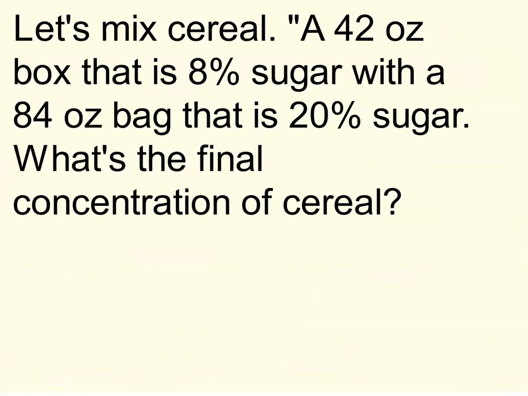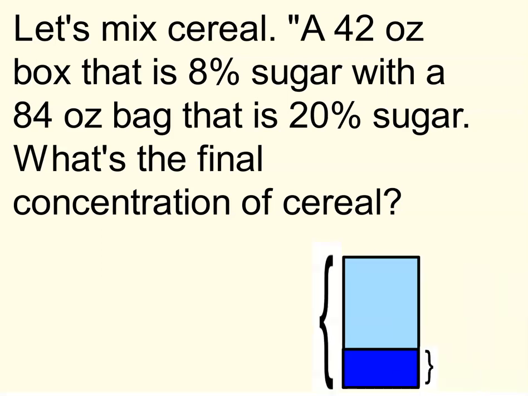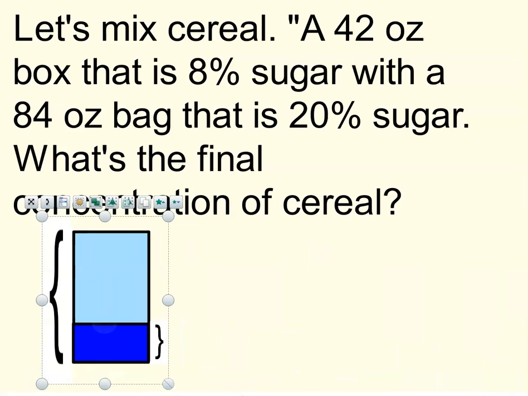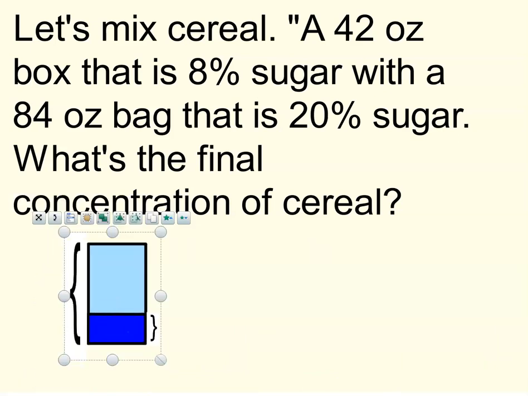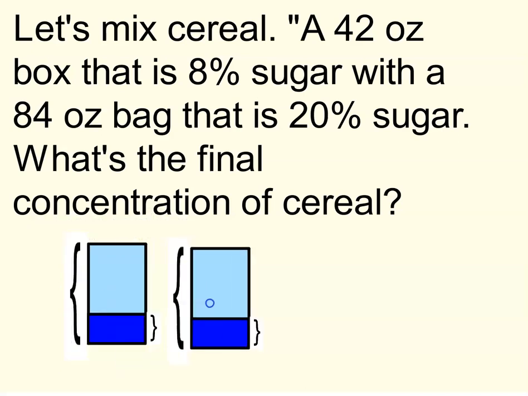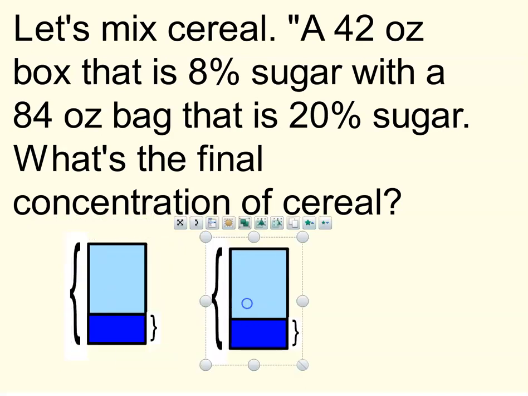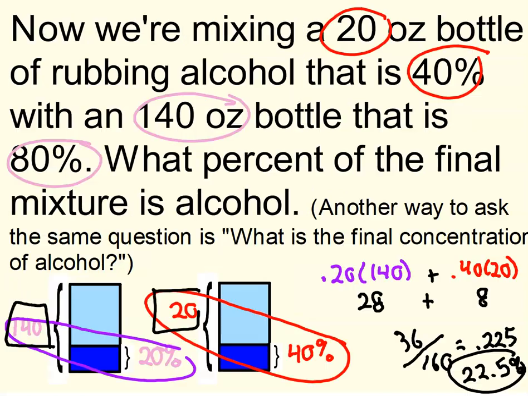Okay. Let's do another one. We're going to mix cereal this time. Okay. So we'll grab our diagram. Over here, maybe make it a little bit smaller. Okay. And we'll copy it. All right, so we've got 42 ounces, that's 8%. Okay, and we're using the same diagram, same idea here. So we got 42 ounces.